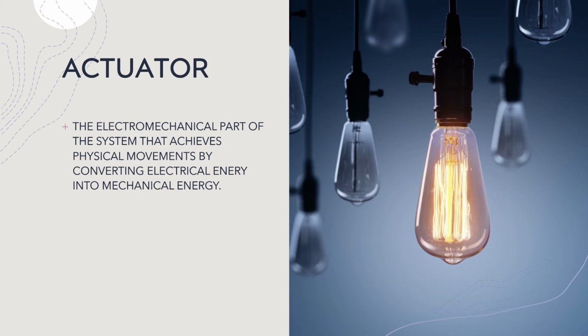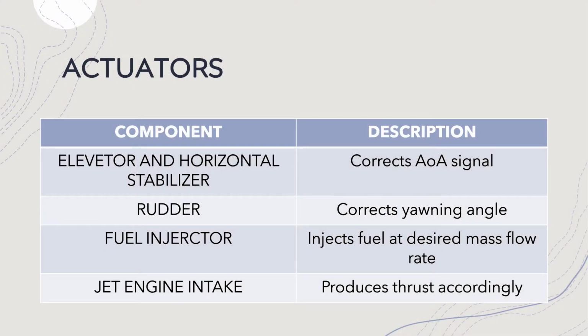Actuator. The actuator is the electromechanical part of the system which helps to achieve physical movement by converting electrical energy into mechanical energy. The elevator and horizontal stabilizers correct the AOA. The rudder corrects the yawing angle. The fuel injector injects fuel at the desired mass flow rate. The jet engine's intake produces thrust accordingly.